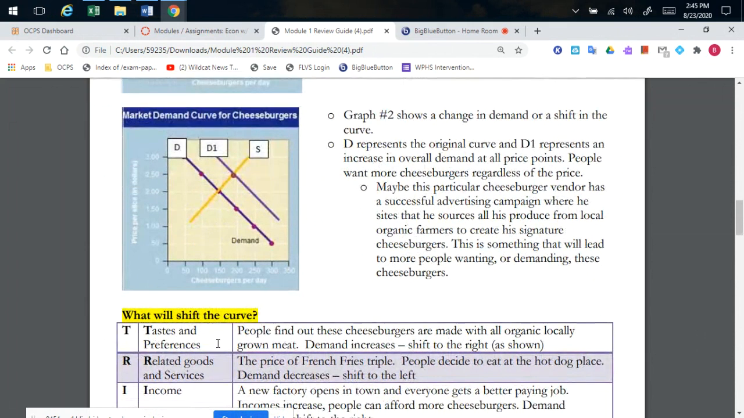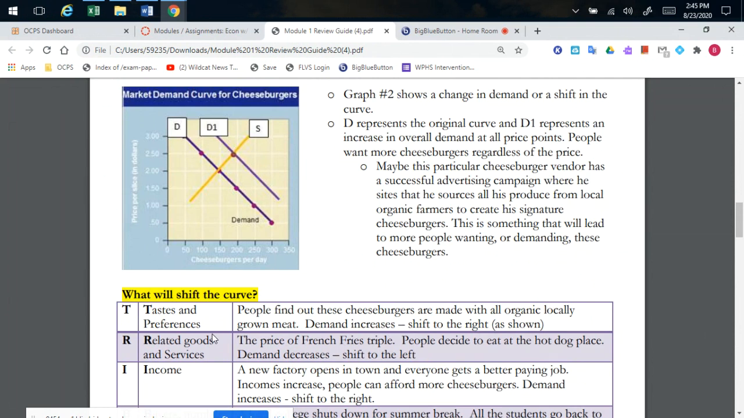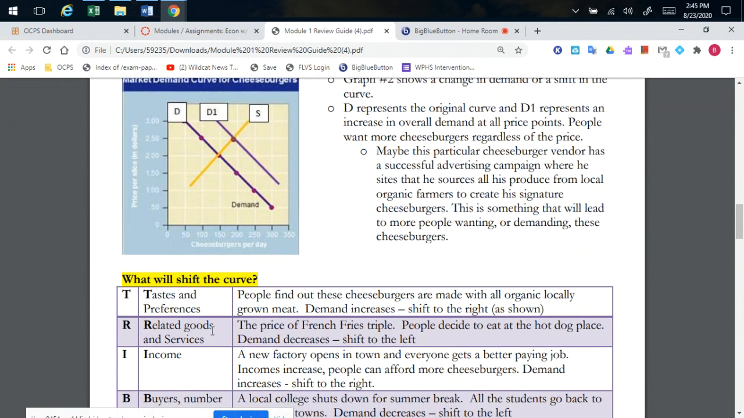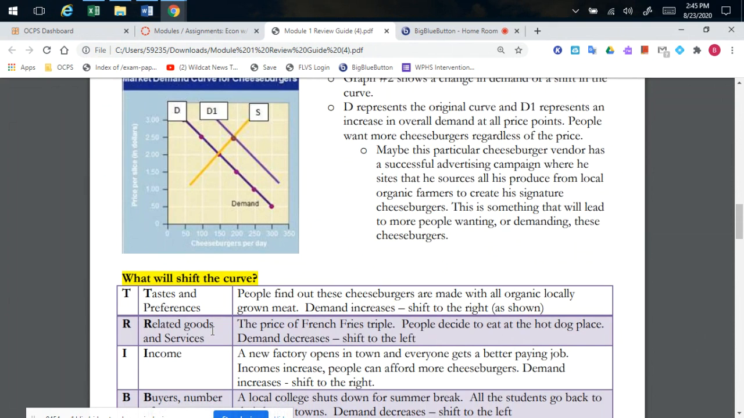If people preferred it more, if it became more popular, such as celebrity endorsements causing people to like it more. If the price of a related good were to change, for example, a substitute. If the price of hot dogs drastically went up, then people would buy less hot dogs, and therefore they would buy more hamburgers, even though the price of hamburgers haven't changed.